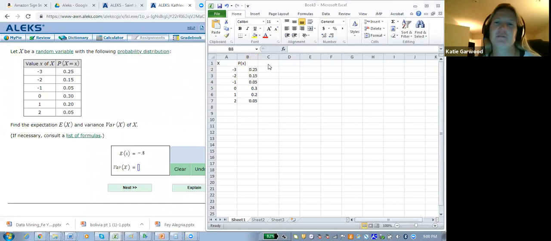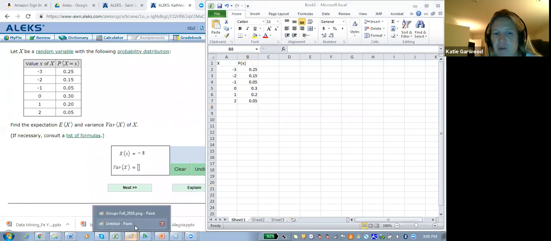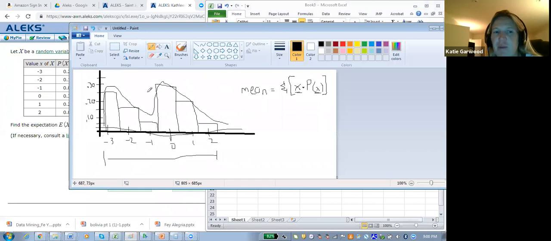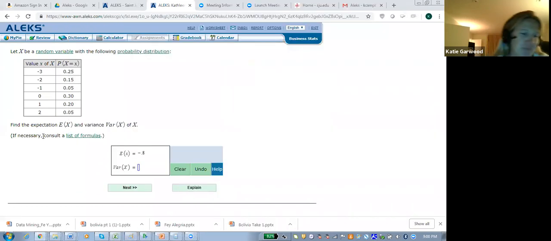but during the assessment, the textbook is not open. So to get the expectation, which is the mean, what you do is you take each outcome, you multiply it by the probability that outcome occurs, and you sum it. So that's the formula that you'll see when you look at this. It's you take each X, you multiply it by the probability of X, and then you sum them up.